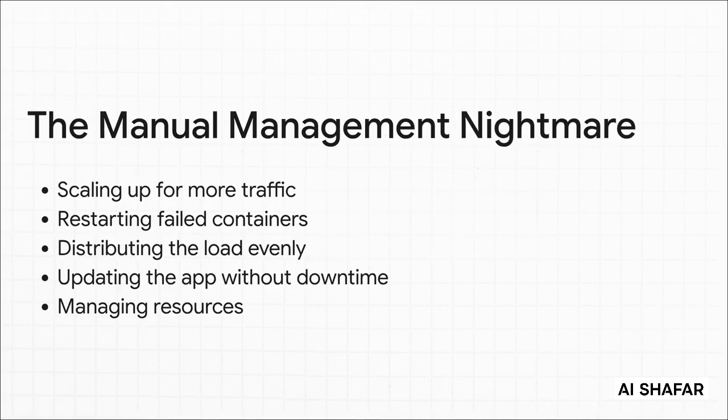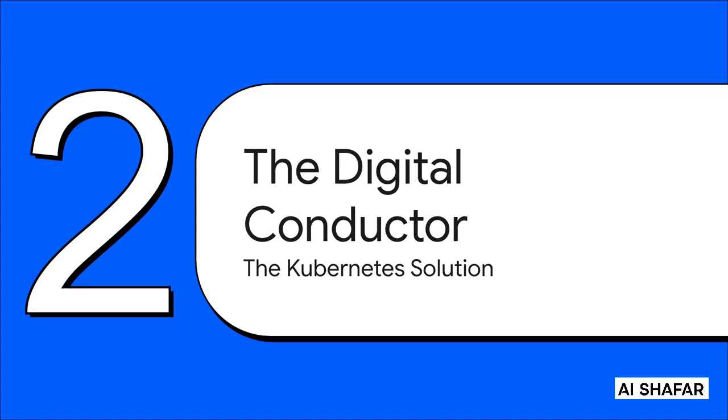And we're not talking about a small headache here. We're talking about a full-blown nightmare. All of a sudden, your team has to manually juggle all of this stuff. How do you scale up instantly when traffic spikes? What do you do when a container fails at 3 in the morning? How do you make sure the load is spread out evenly so nothing gets overloaded? And the big one, how on earth do you update the app without taking it offline and making all your new users angry? Doing all that by hand is just about impossible. So how do you conduct this massive, chaotic orchestra of containers without completely losing your mind?